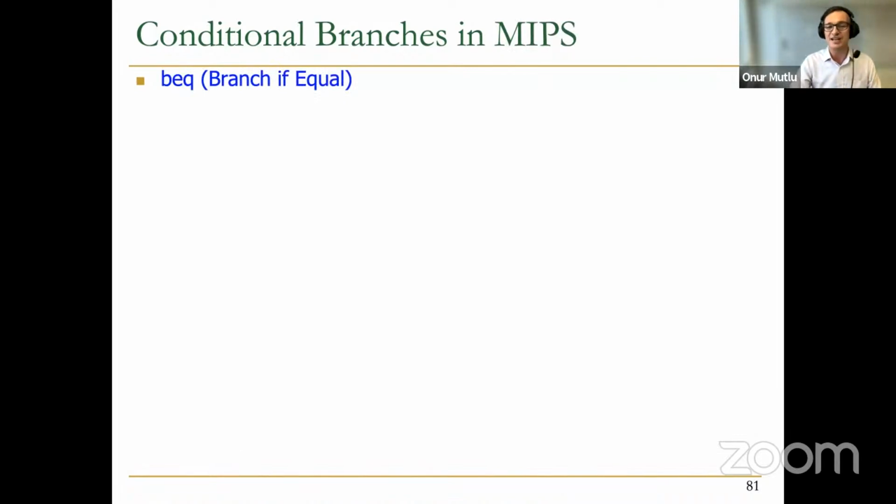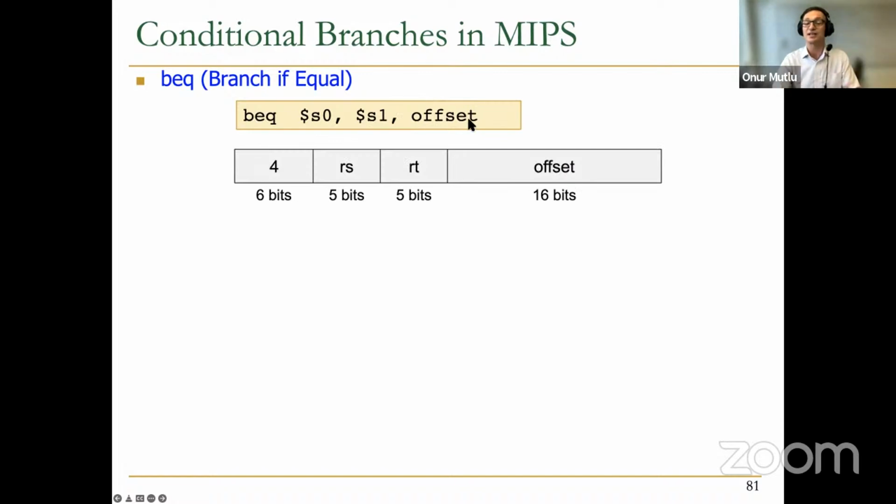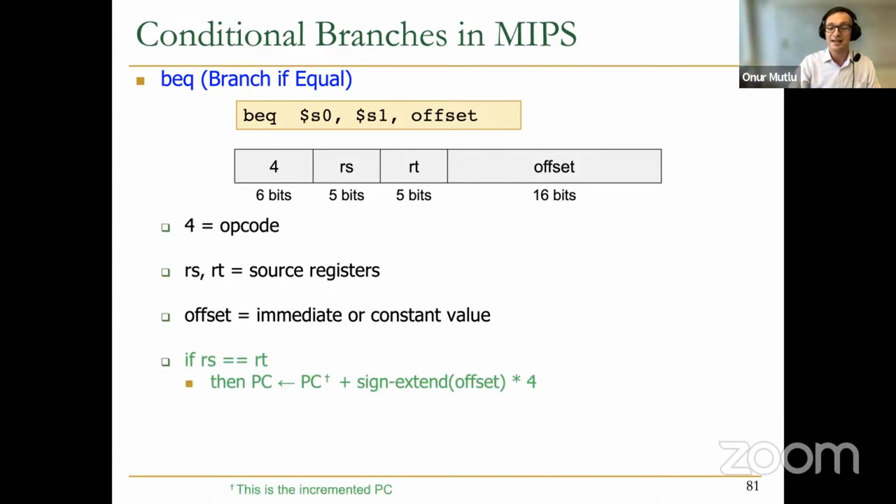So let's take a look at conditional branches in MIPS very quickly. MIPS actually has an instruction called branch equal. Basically, it tests if S0 and S1 are equal, and if they are equal, it sets the PC to PC plus offset. And let's take a look at how it's calculated. Offset is an immediate or constant value. It's 16 bits in MIPS, as you can see. If RS is equal to RT, equality checking, then PC gets PC plus sign-extended offset times 4, because instructions are, as you know, word sized, and addresses are byte sized. So we basically multiply the offset by 4 and add it to the incremented PC.